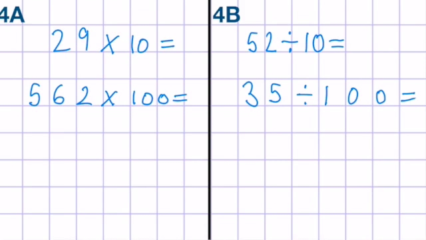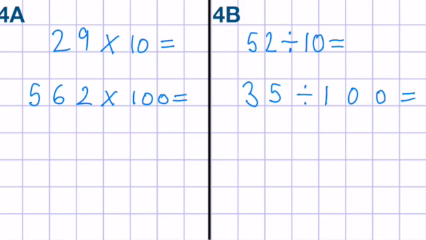For 4A and 4B, you need to multiply 29 by 10, 562 by 100. So think about your place value chart. And then for 4B, you need to do 52 divided by 10 and 35 divided by 100. Please do both sides, pause the video, and then we'll go through the answers. Okay, so 29 times 10.